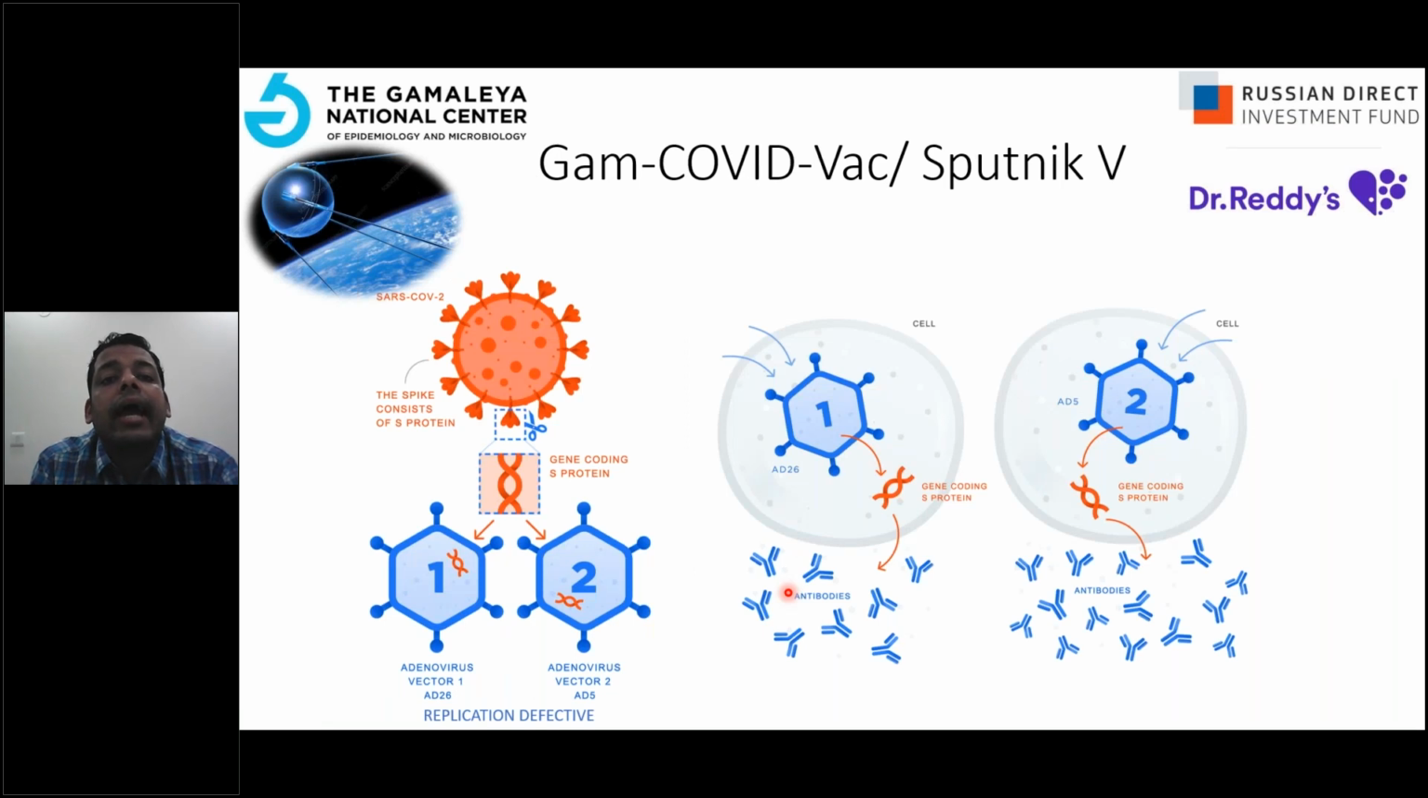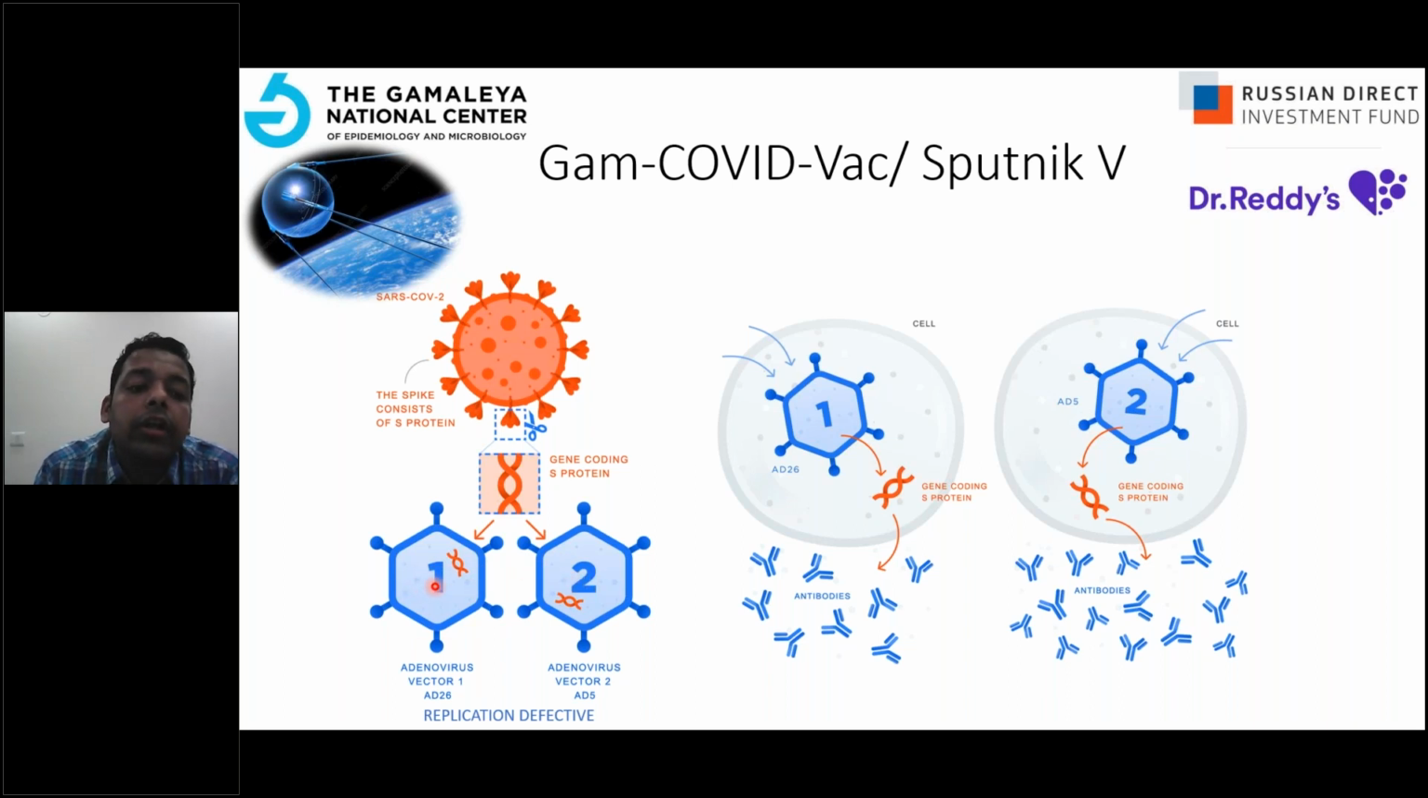The next is the Gam-COVID-Vac, or the Sputnik V vaccine, produced by the Gamaleya National Center of Epidemiology and Microbiology in Russia and the Russian Direct Investment Fund. And in India, there is a collaboration with Dr. Reddy's. Now, the limitation of the vector vaccines, that the body may develop some immune response after the first dose, has been countered in this vaccine, because this vaccine uses 2 different adenovirus vectors for the first and the second dose.